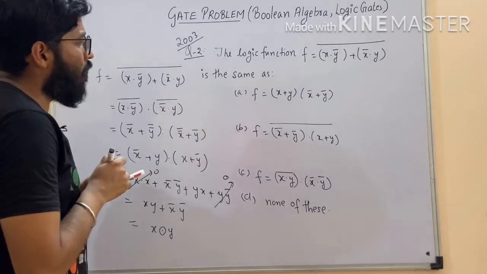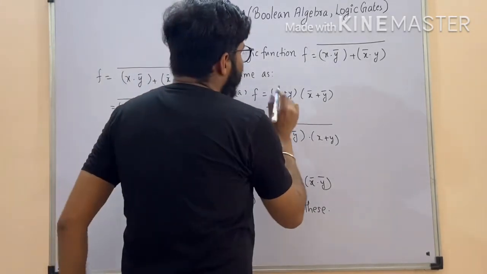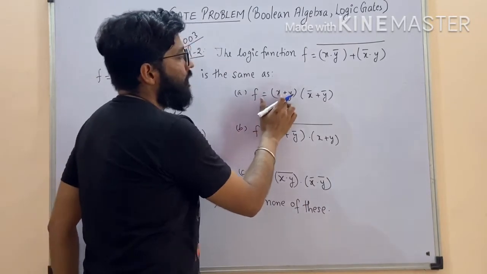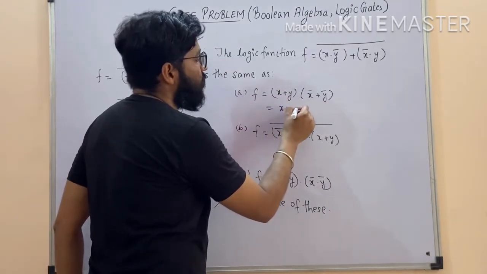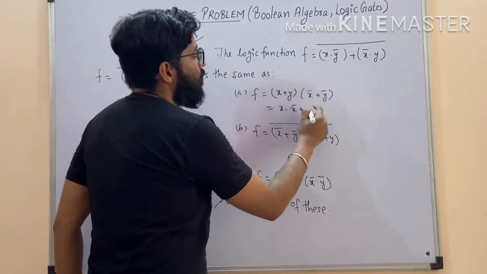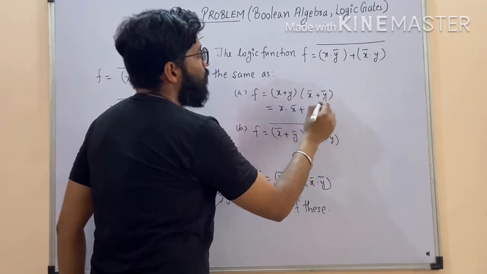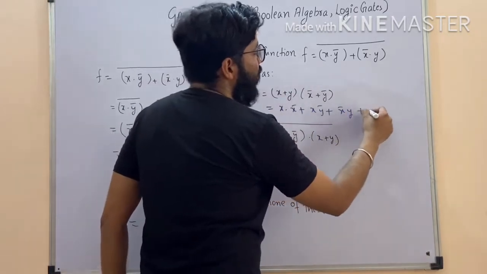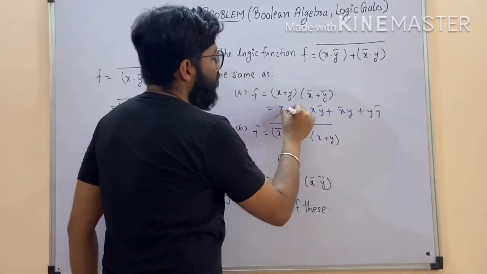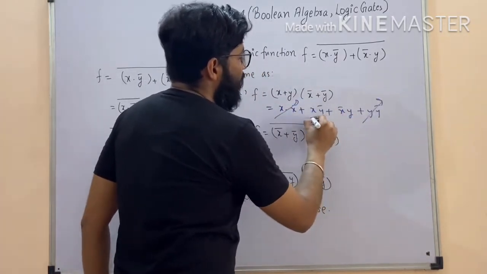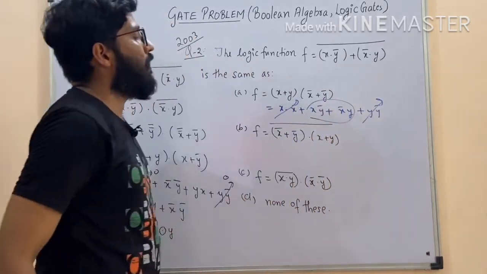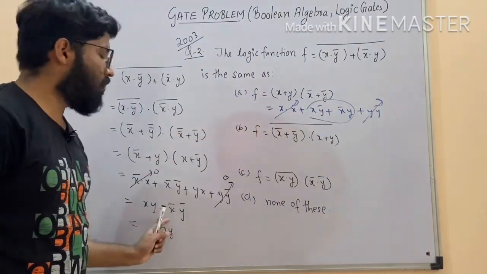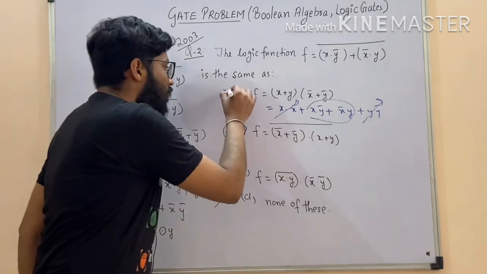Suppose you check option A. You have to multiply this x by this, you will get x x complement plus x y, and multiply x complement y, plus you have to multiply y complement y. Now this is 0 and this is 0. So the answer is x y complement plus x complement y. This does not match, so this is the wrong answer.